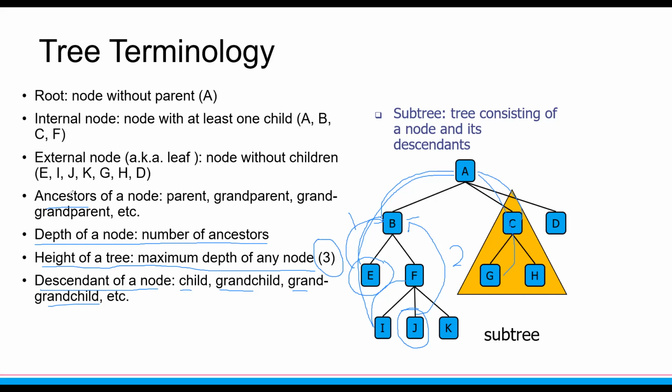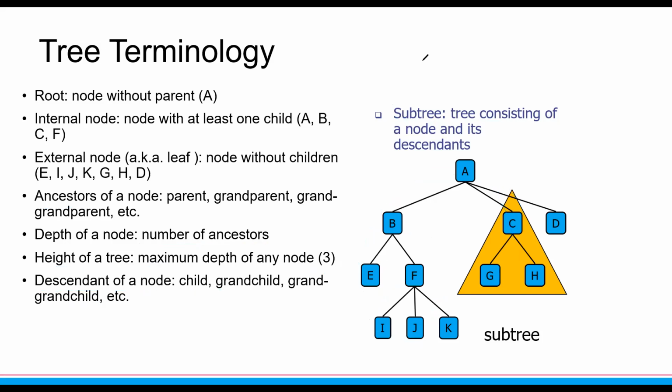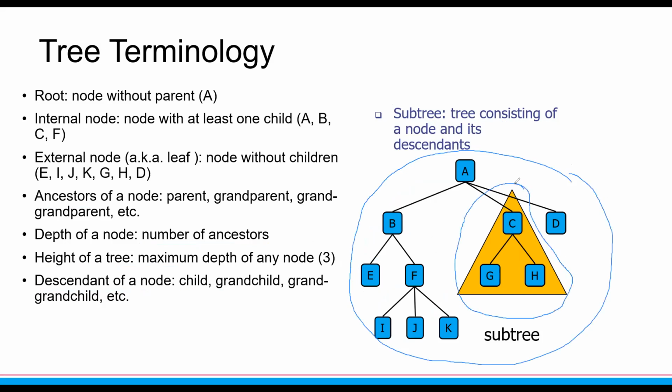So we call subtree. What is subtree? A subtree is a tree consisting of a node and its descendants. If we have this tree, then we can have a subtree. This is the subtree. So there can be another subtree. For example, this can be a subtree and so on.